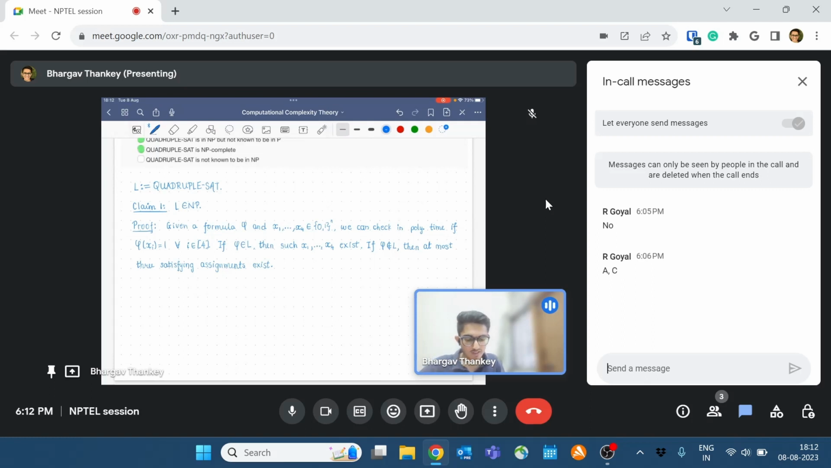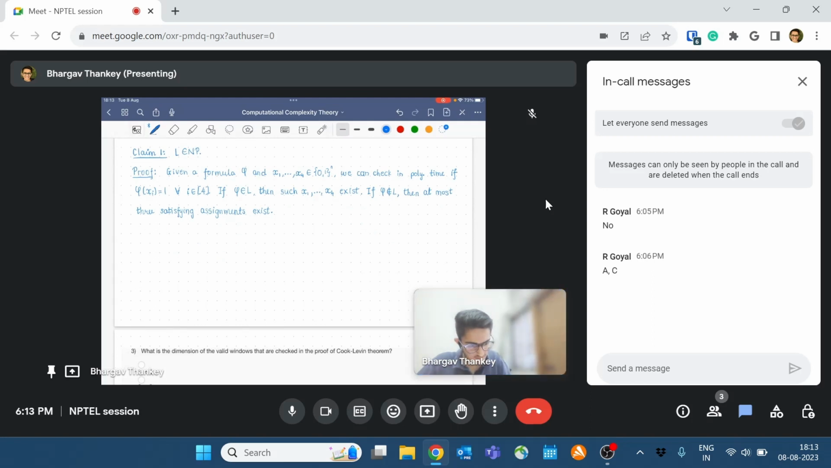So this means that an algorithm which just checks whether x1 to x4 evaluated is true does have the property that it only accepts phi which are in L and rejects all phi's that are not in L. So we do have a polynomial time algorithm for this problem, a polynomial time verifier for this problem. And so L is in NP.